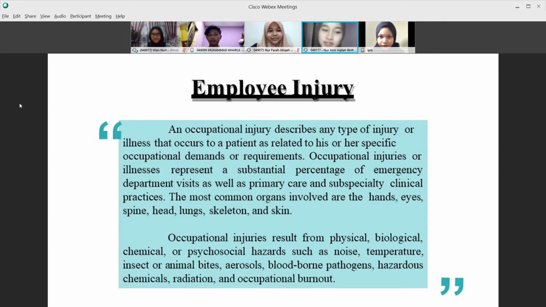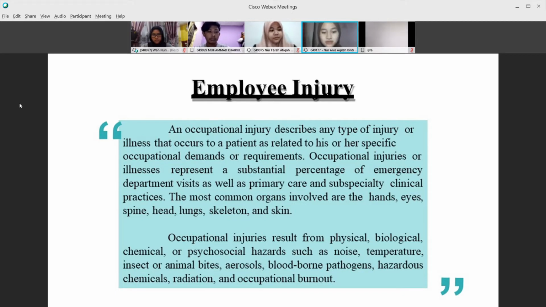Employee injury. An occupational injury describes any type of injury or illness that occurs to a patient as related to his or her specific occupational demands or requirements. Occupational injuries or illnesses represent a substantial percentage of emergency department visits as well as primary care and specialty clinical practices. The most common organs involved are the hands, eyes, spine, head, lungs, skeleton, and skin.